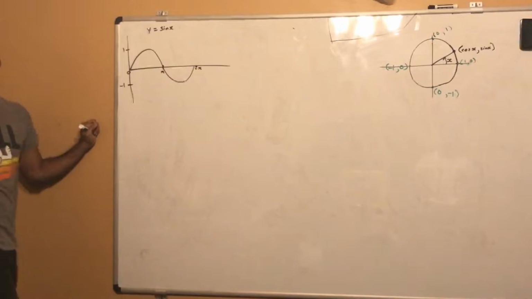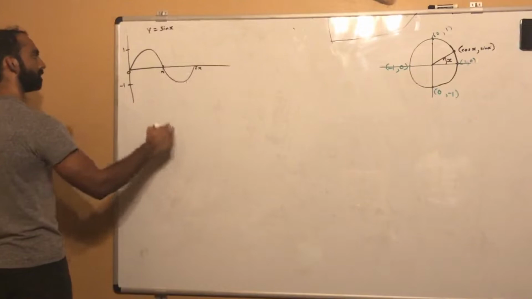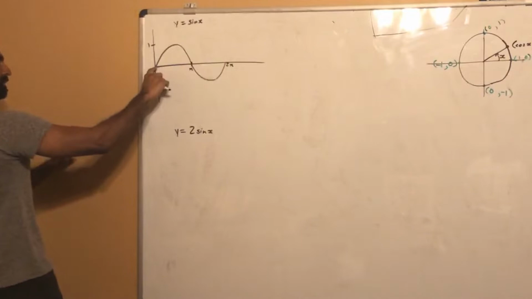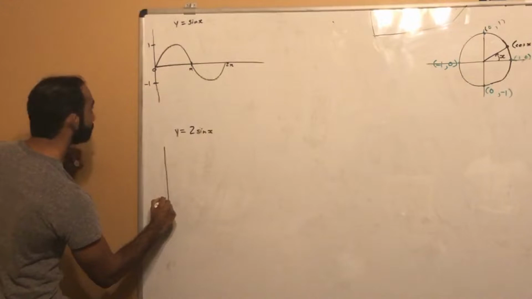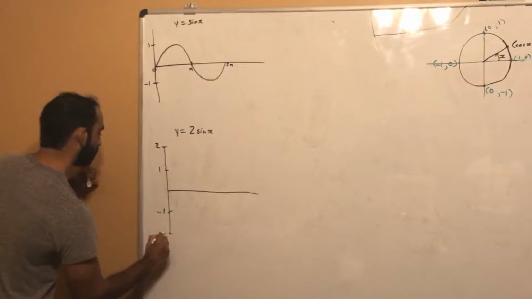We'll talk more about period in a second. So, if I take this graph and let's say I multiply every y value in the original by, let's say, 2, what does this graph look like? What happens if I multiply this first y value, 0, by 2? It'll still be 0. Yeah, it's still going to be 0.